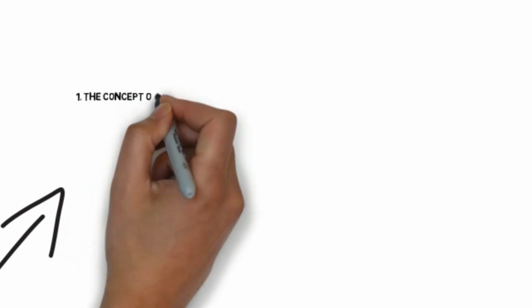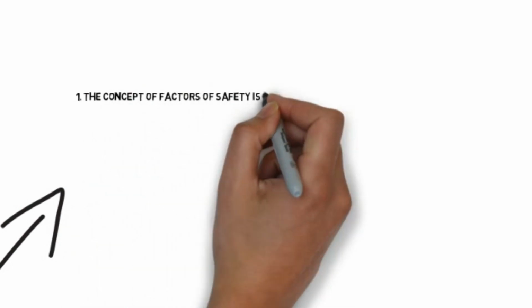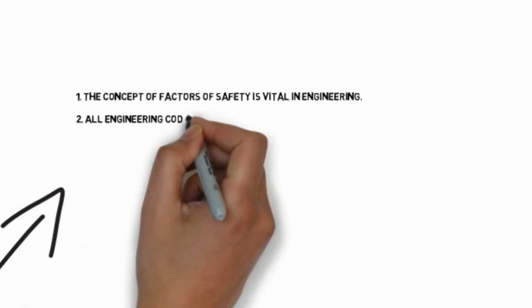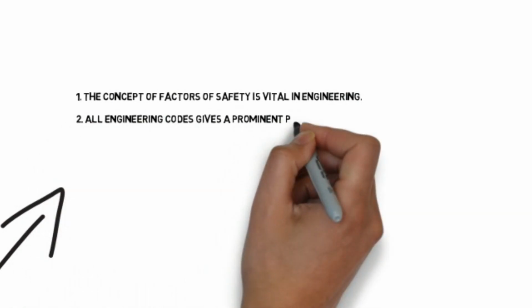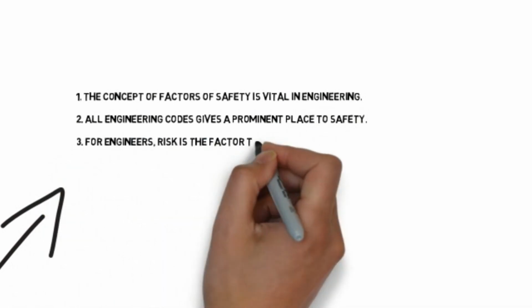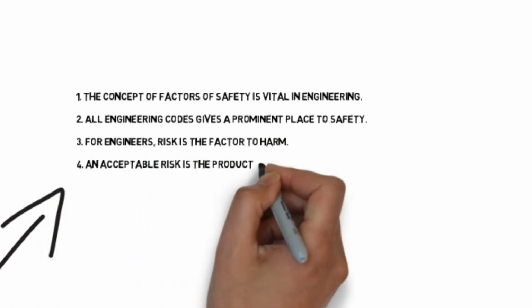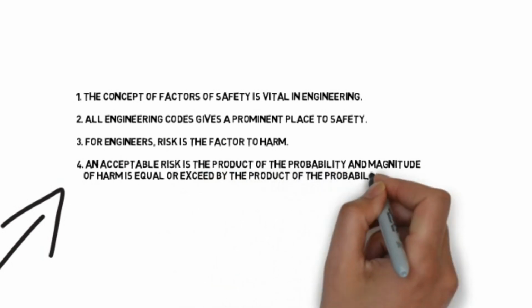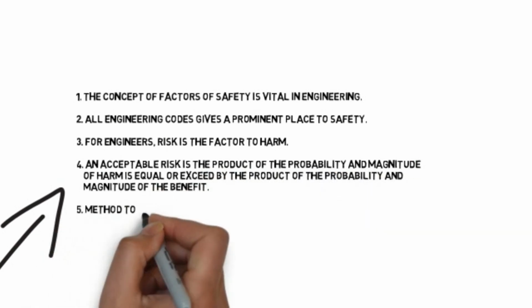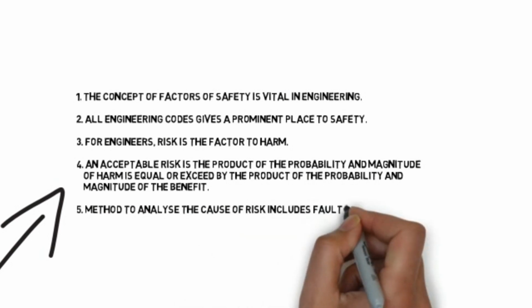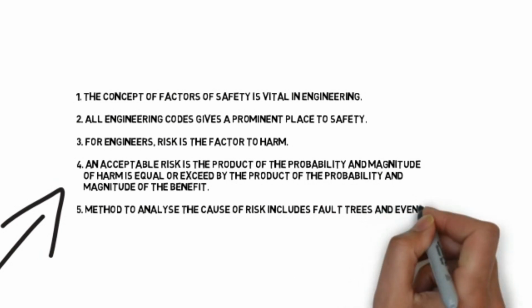And putting it in a summary: the concept of factors of safety is vital in engineering. The second one is all engineering codes give a prominent place to safety. And third, for engineers, risk is the potential for harm, and acceptable risk is where the product of the probability and magnitude of harm is equaled or exceeded by the product of the probability and magnitude of the benefit. The methods to analyze the cause of risk include fault trees and event trees.